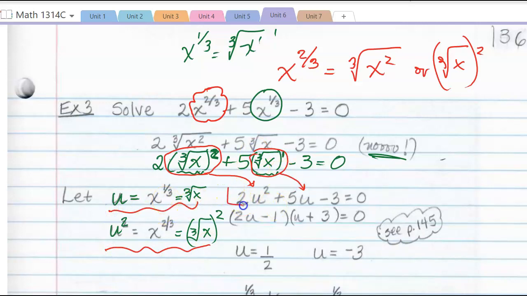And now our job is to solve this quadratic equation, which, by the way, we already did, not on page 145, obviously, but on page 133. So we've already factored, we solved each one of the factors, and we find that u is equal to 1/2.